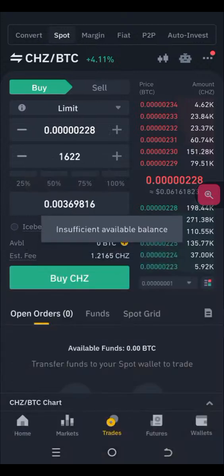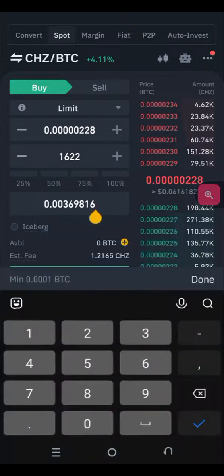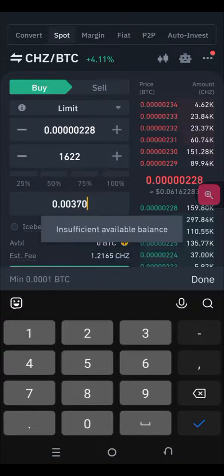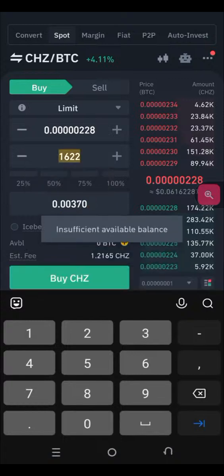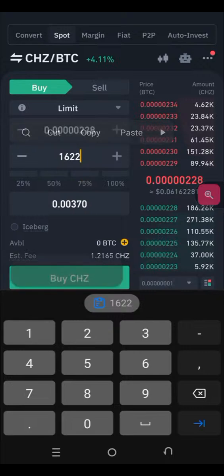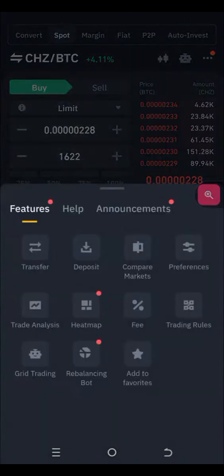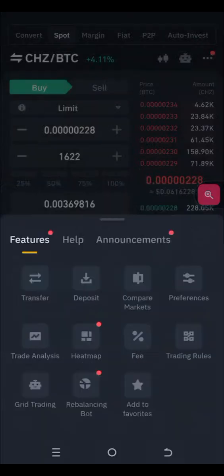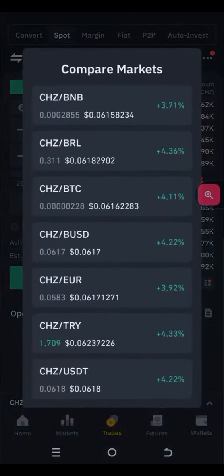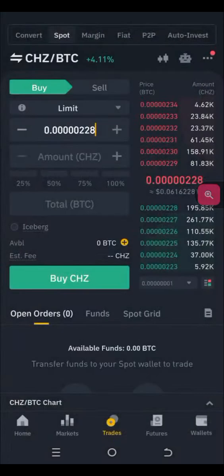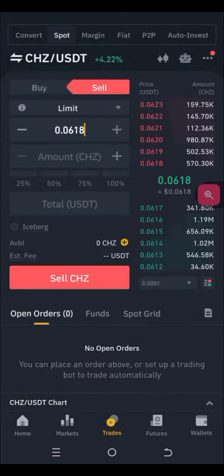Let me put that in again very well. I'm going to paste the BTC there. We're going to get 1622. So let me copy that. We go back and try to sell it. We'll sell the CHZ to USDT. Okay, USDT has increased. It's 0.0618. Let's go ahead and see if we're going to make any money.